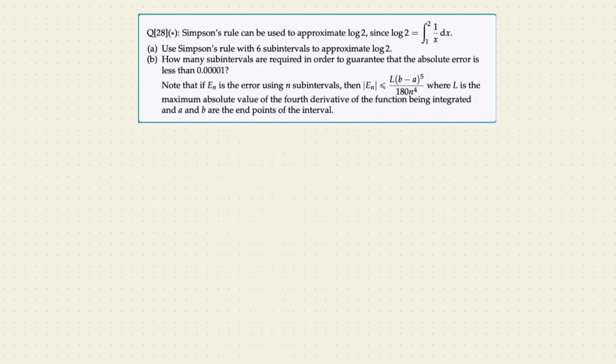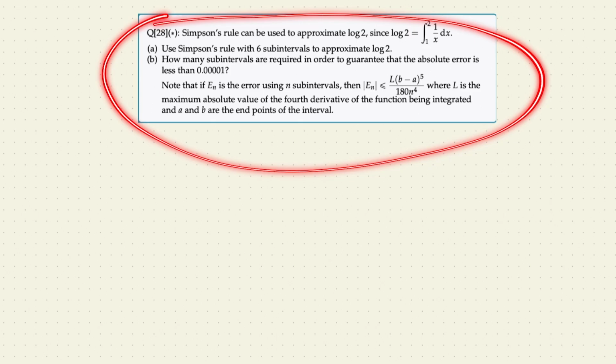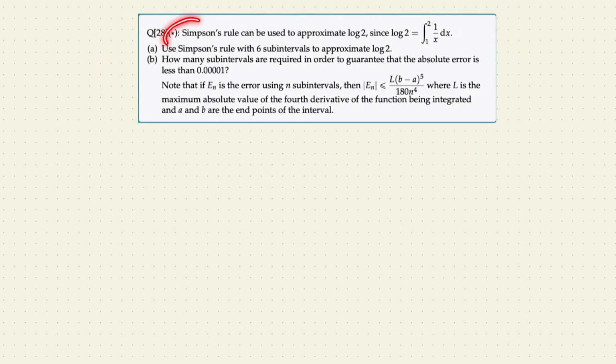So let's do one more question on numerical integration. In this question, we have to use Simpson's rule to approximate log 2 using this integral over here. We know that if we solve this integral, the integral of 1 by x is log x. And if we plug in the endpoints and calculate the definite integral, we'll get log 2 at the end, right? Because we know that log 1 is 0.